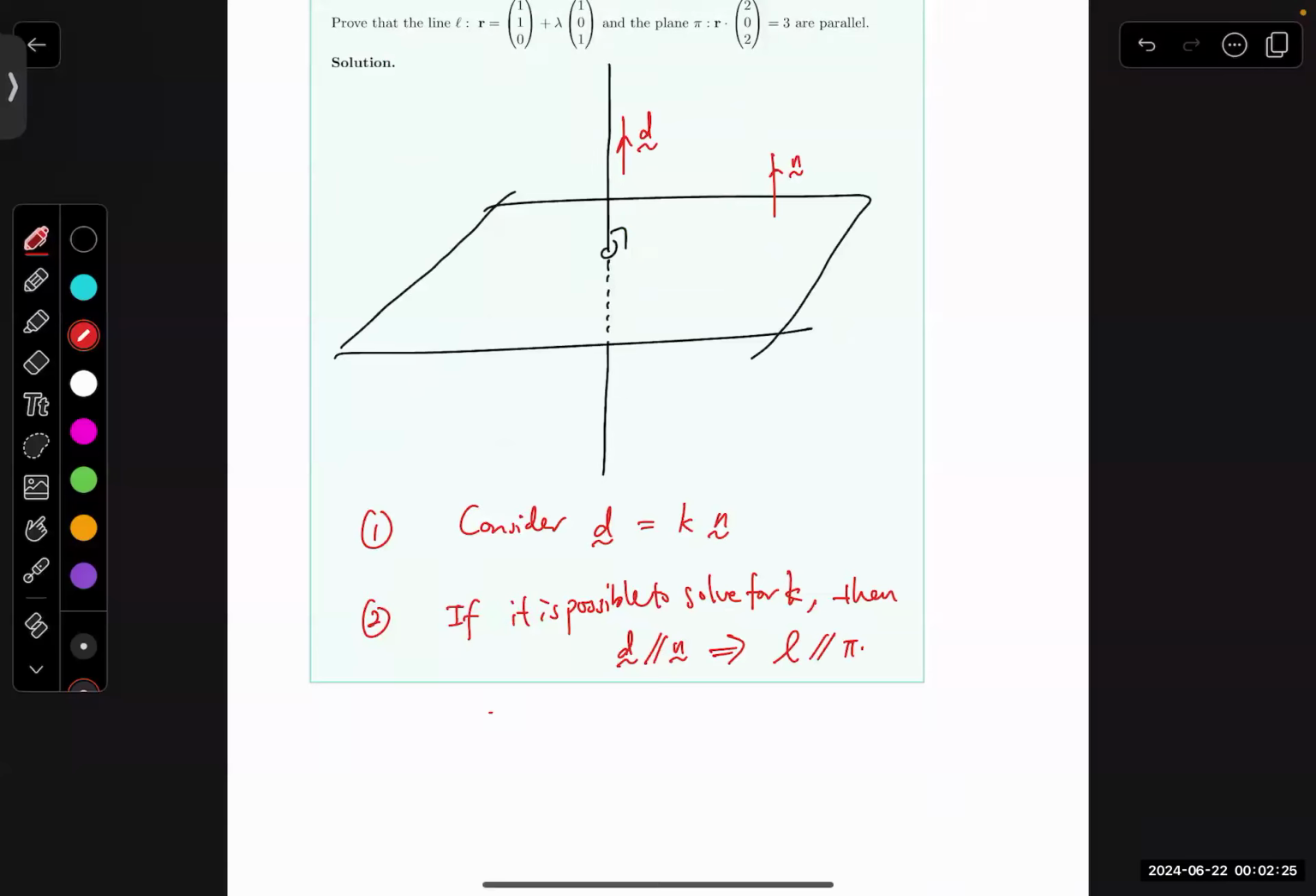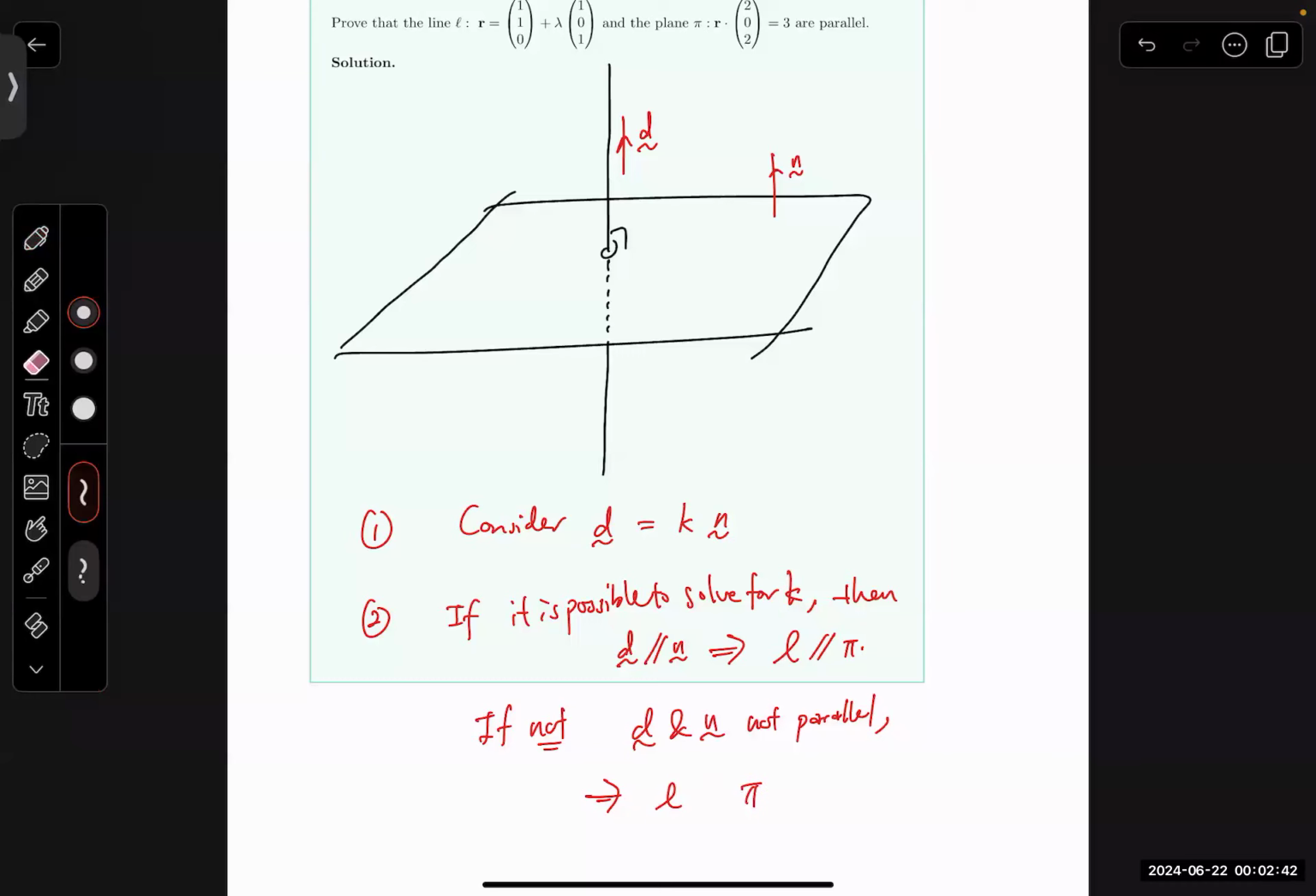So if not, then D is not parallel to N. Okay, not parallel. Therefore, line and plane not parallel.